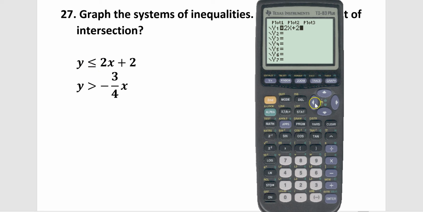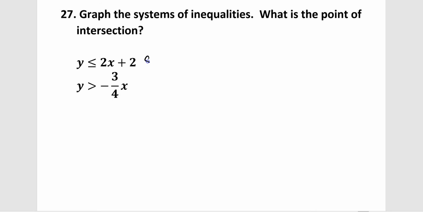So that means that we are going to be shading this equation down below the line. So you see how I moved it over to this side and it's flashing? I'm going to press enter until I get the option where it's shading below. So that's shading above, this is shading below. Okay? And if you were to graph this on paper, this would be a solid line.